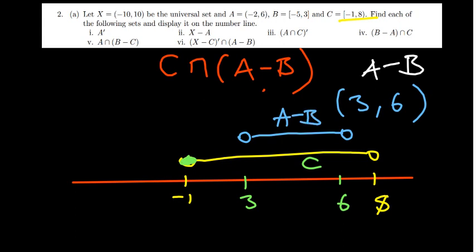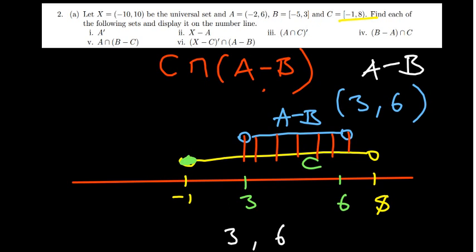Now what do we want to find? We want to find their intersection. So we shade the common region. This region is common. So what is common is from 3 all the way up to what? All the way up to 6.